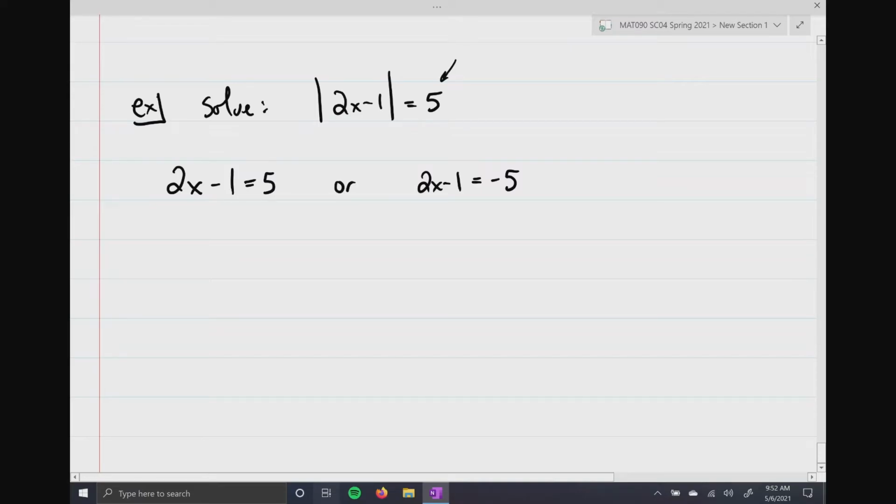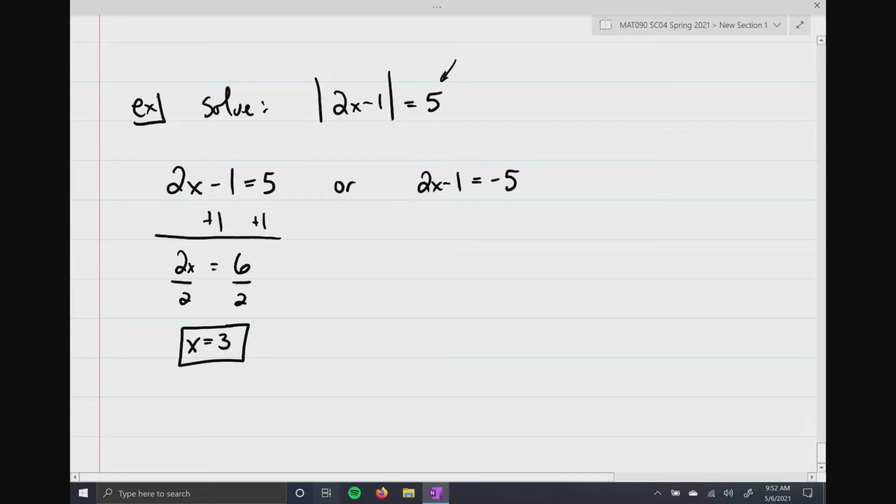Now, from here, I just go ahead and solve each problem independently. So I add 1 to both sides. That's going to give me 2x equals 6. Now I divide both sides by the number in front to give me x equals 3.